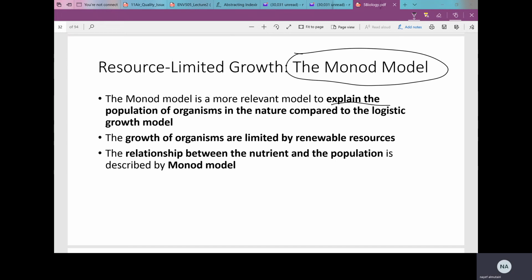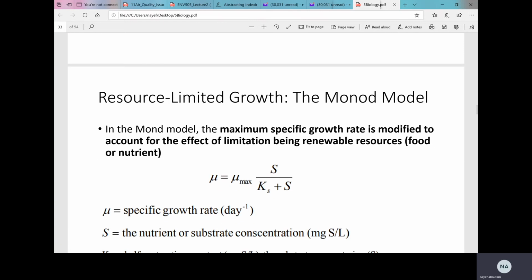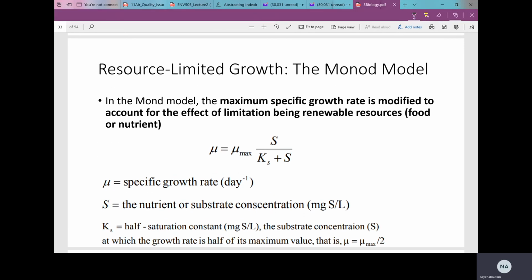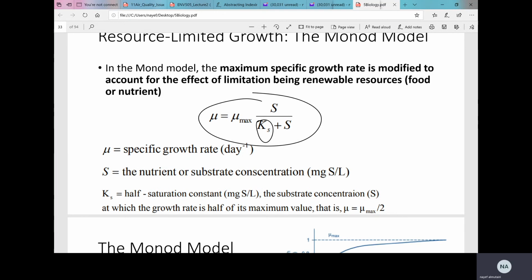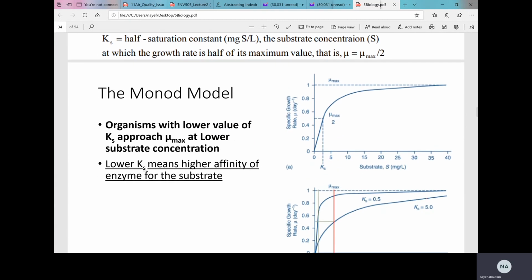It explains the population of organisms in nature compared to the logistic growth model. It's very close, but the Monod model is more important. Here the growth is limited by what? Renewable resources. And the relationship between nutrient and population is described by the Monod model. This is the Monod model. Ks is the half saturation constant, milligram substrate per liter. Of course, S is substrate, mu max is the maximum growth rate, and mu is the specific growth rate, and the unit is per day.